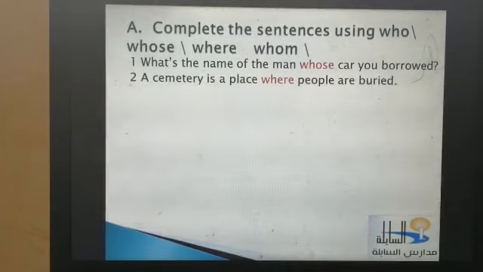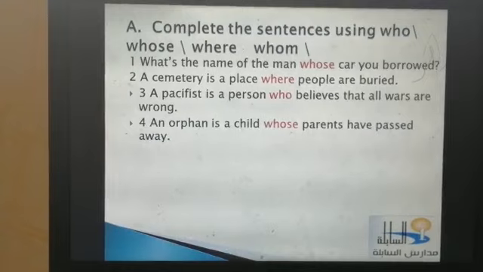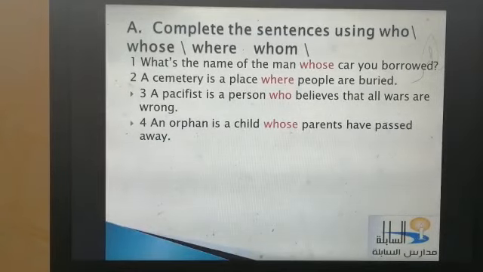A cemetery is a place where people are buried. So here we are talking about a place. A pacifist is a person who believes that all wars are wrong. We are talking about a person. An orphan is a child whose parents have passed away. So an orphan is a child. We are talking about a child. He's a person whose parents have passed away.